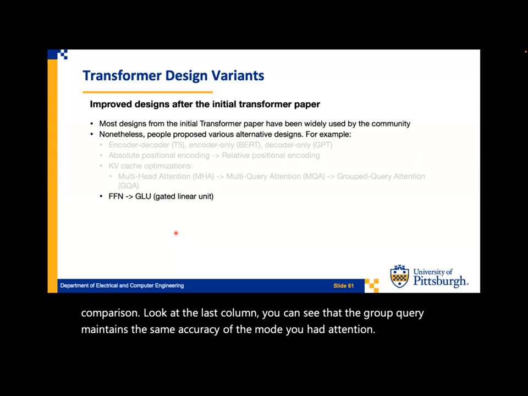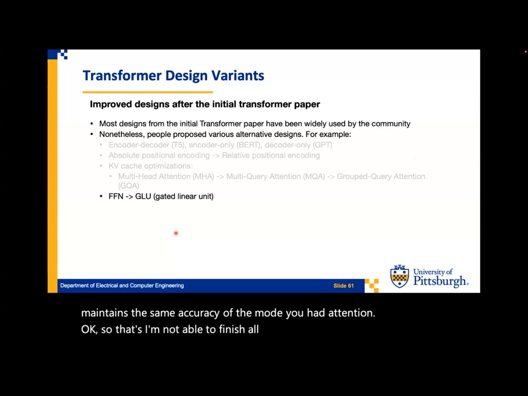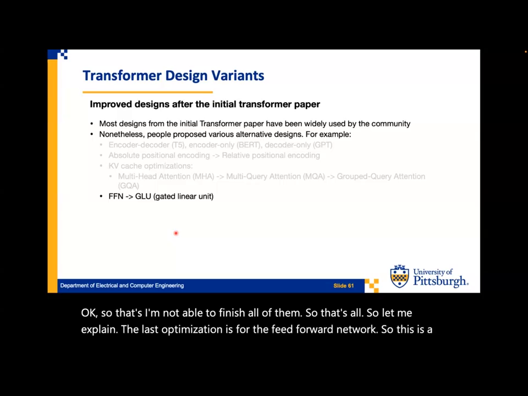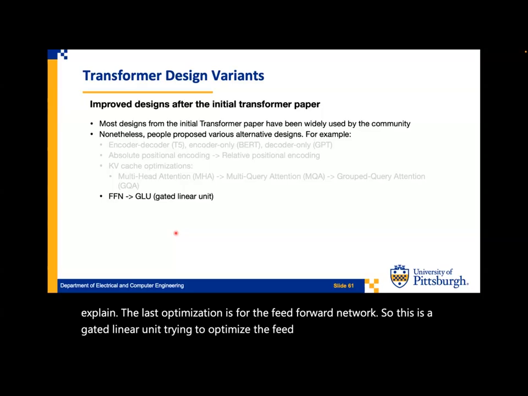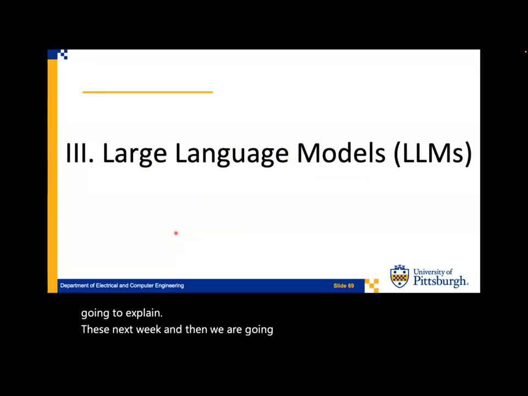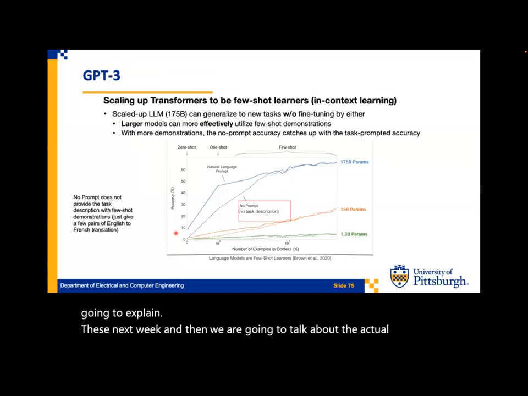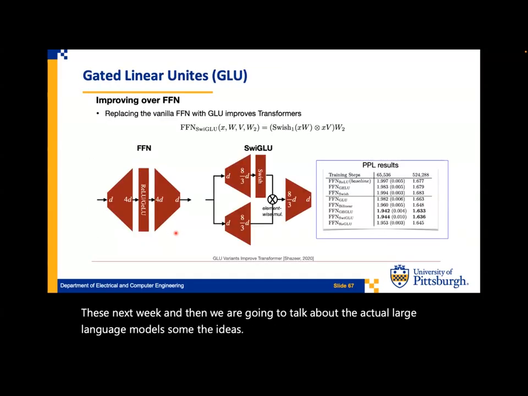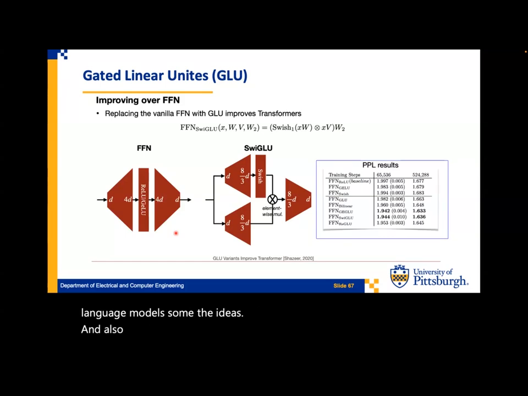Okay, I'm not able to finish all of them. So the last optimization I will explain is for the feed-forward network. This is a gated linear unit, which tries to optimize the feed-forward network. I'm also going to explain these next week. Then we are going to talk about the actual large language models, some of the ideas, and also the optimizations, how to do pruning, quantization, and all that for large language models.